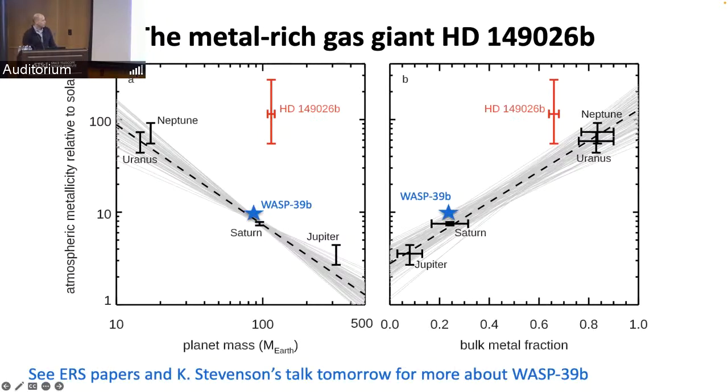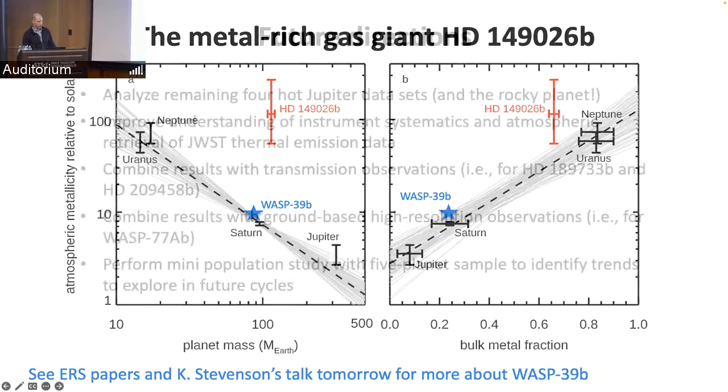Just want to highlight the only other giant exoplanet atmosphere composition constraint that we have so far is for the ERS target, WASP-39b. We don't have error bars in the measurement of the atmospheric metallicity, but the point estimate, the best fit to the spectra, seems to be settling around 10 times solar. So this is another Saturn mass planet, but with an atmospheric composition more similar to what we see for Saturn. For more on this, see the ERS papers that have recently come out, and also Kevin Stevenson will give a talk tomorrow at the conference.